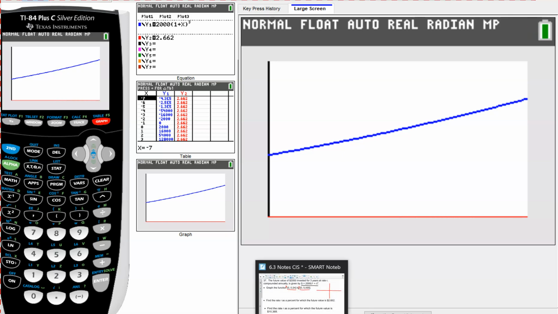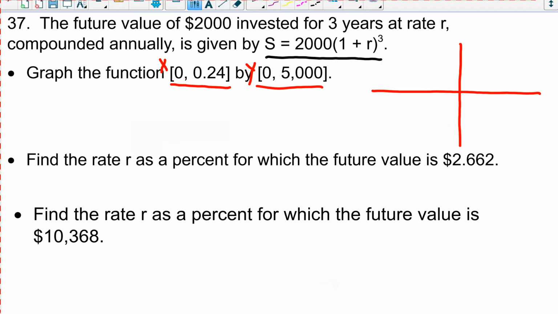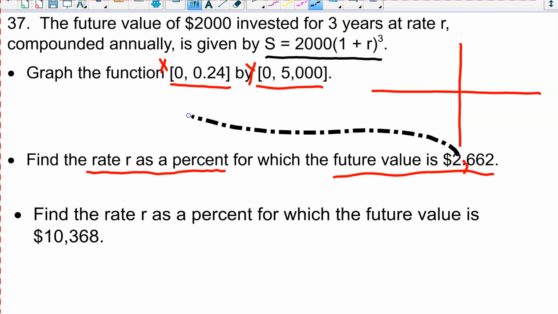And the second question asks us, which I will graph in just a second here, find the rate R as a percent for which the future value is 2,662. And I think that's supposed to be a comma actually, 2,662. So what you're going to do with that is you're going to take this 2,662 and you're putting it in for S. So that's going to actually end up to be your Y2.